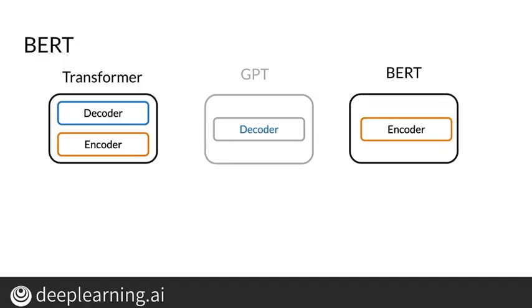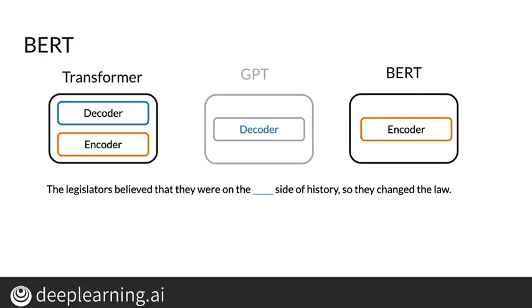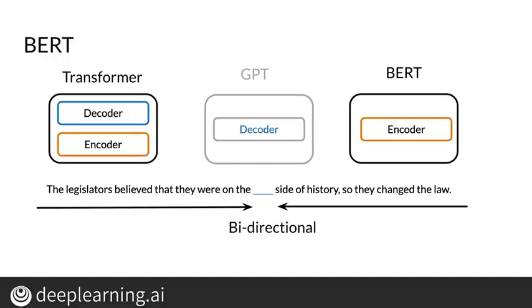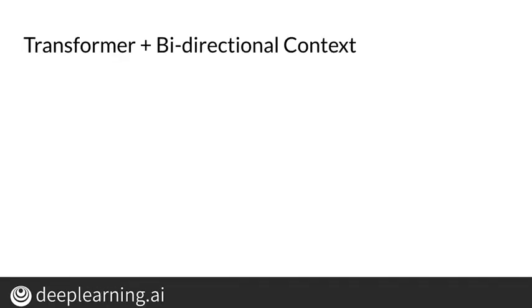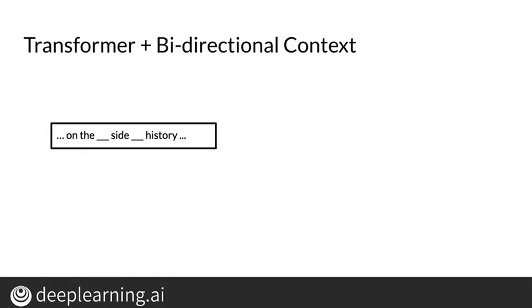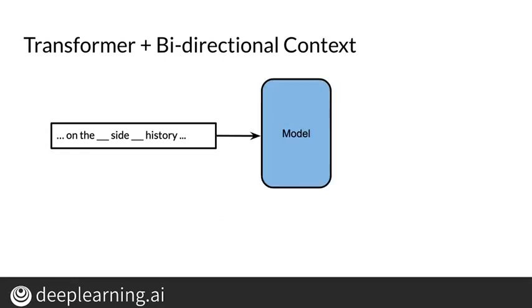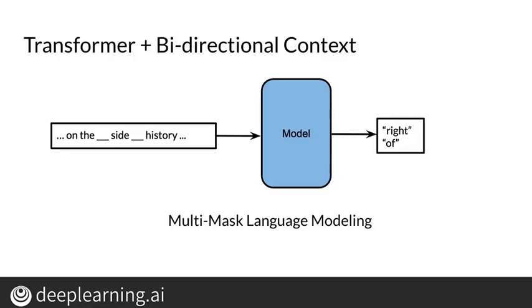So this is a recap. Transformers: encoder decoder. GPT makes use of decoders, and BERT makes use of encoders. So over here you have "the legislature believed that they were on the blank side of history, so they changed the law." And over here we can make use of Bidirectional Encoder Representations from Transformers, and this will help us solve this issue. So this is an example of a transformer plus bidirectional context. You feed this into your model, and then you get "right" and "of". Because of this, you're able to look at the sentence from the beginning and from the end and make use of the context to predict the corresponding words.